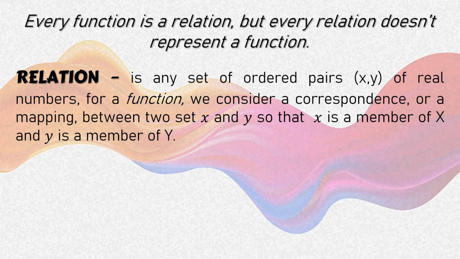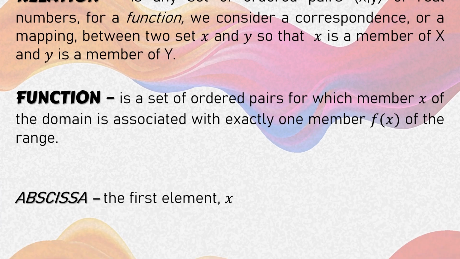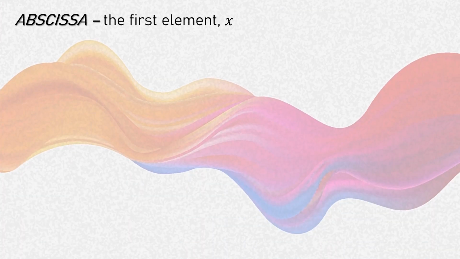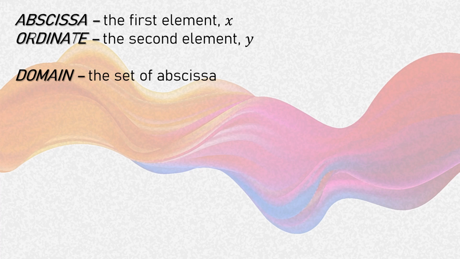For a function, we consider a correspondence or a mapping between two sets x and y so that x is a member of x and y is a member of y. Function is a set of ordered pairs for which member of x, the domain, is associated with exactly one member of f of x of the range. So abscissa is the first element or the variable x and ordinate is the second element or the variable y. The set of abscissa is called as the domain and the set of ordinate is called as range.